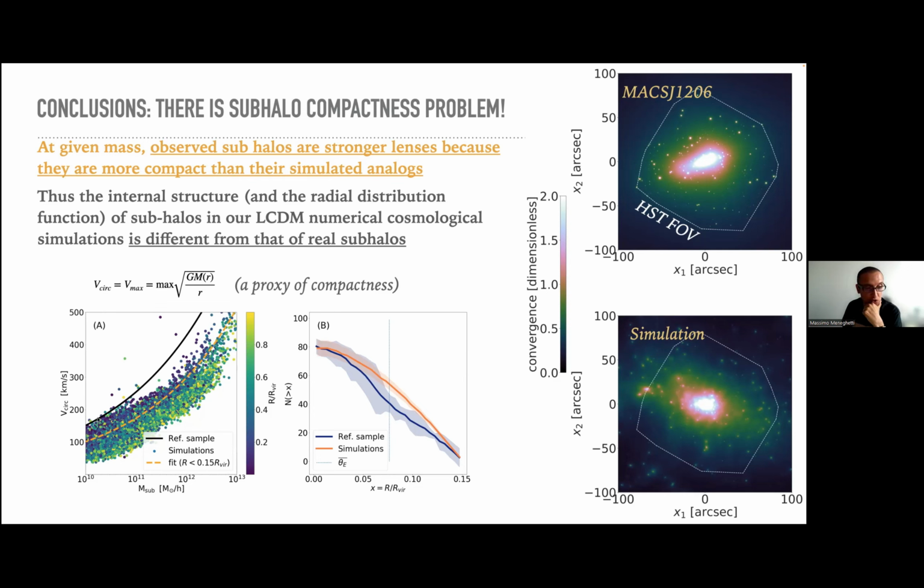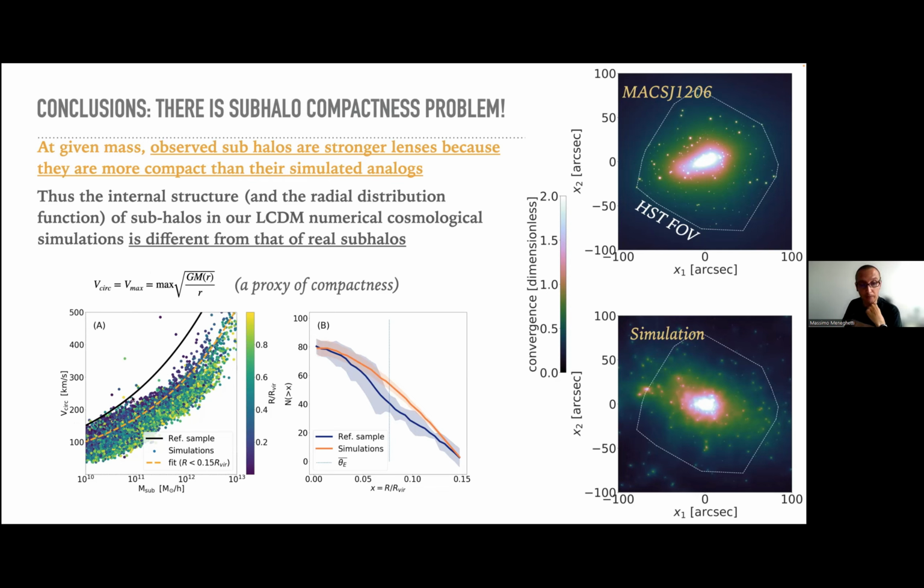subhalos. And you see, observationally, we find this black line showing you the relation between the maximum circular velocity and the mass of the subhalos, while all these colored points here show measurements of this maximum circular velocity and mass of the subhalo for subhalos in the simulations. Okay, so all these measurements are systematically lying below this observed relation. As I said, this maximum circular velocity is a proxy of the compactness of the subhalos, and this is showing us, not only visually but also quantitatively, that simulated subhalos are less compact than their observed counterparts.